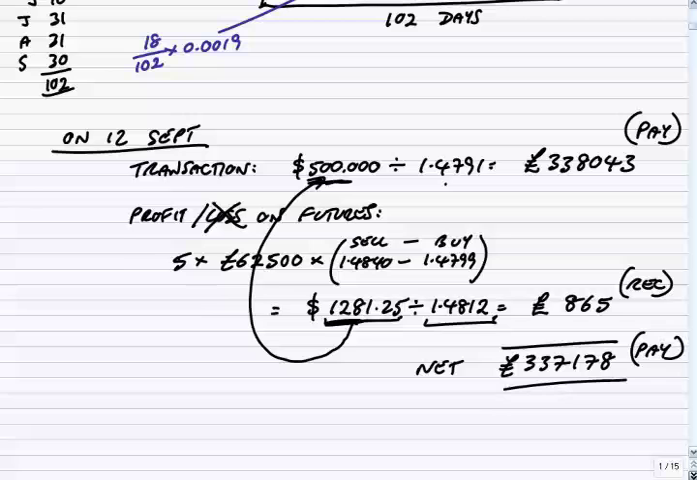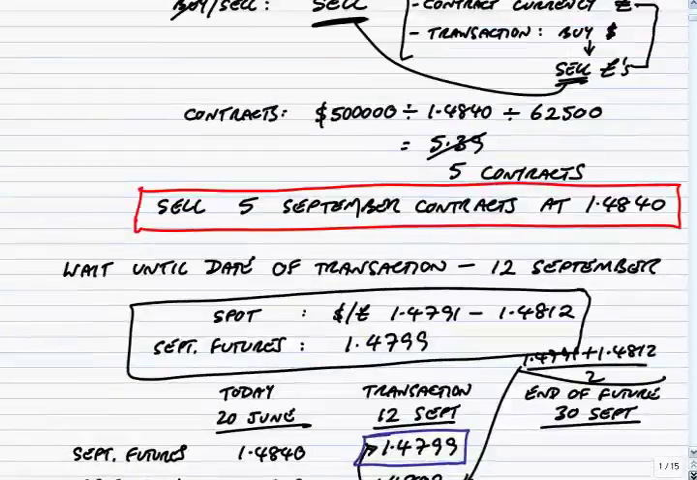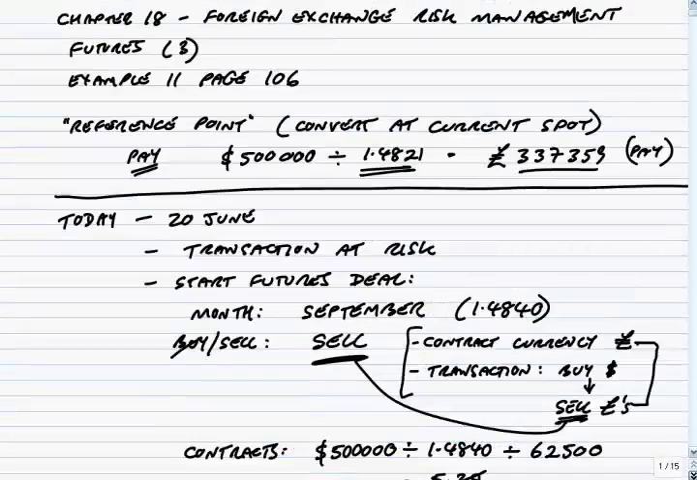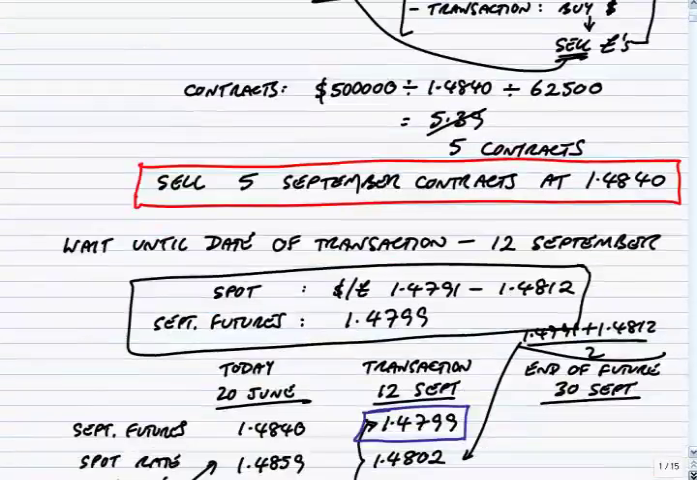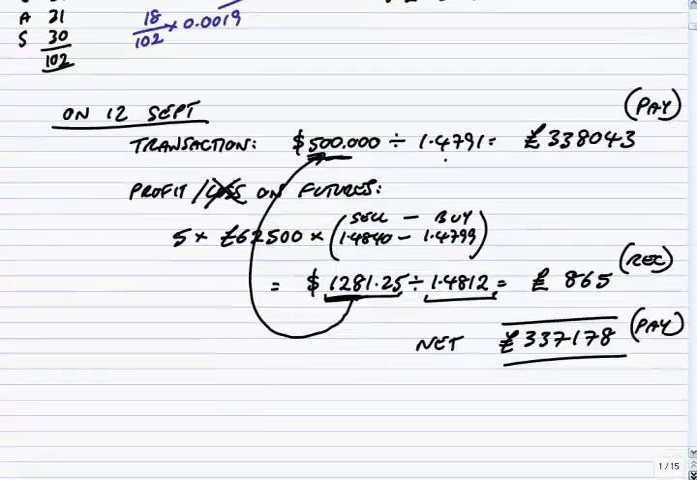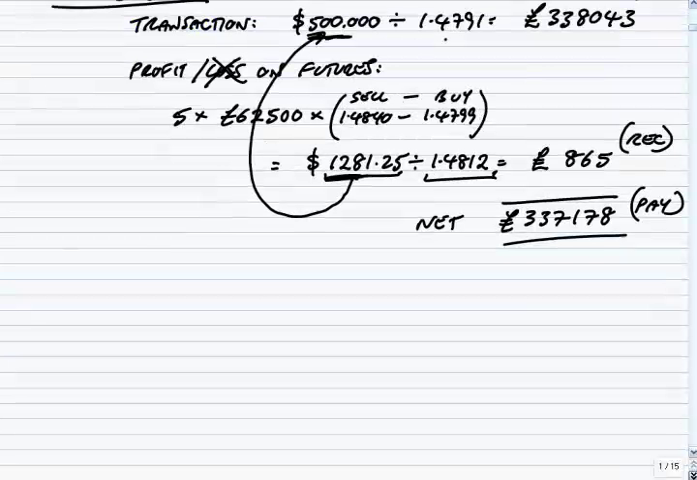Secondly, in a second I'll work out hedging efficiency, but is it a perfect hedge? At today's rate, we'd have paid 337,359. We end up paying 337,178. Well, it's not perfect, but here, in fact, we've made a little bit of a gain, have we not? Let's just work out the efficiency.